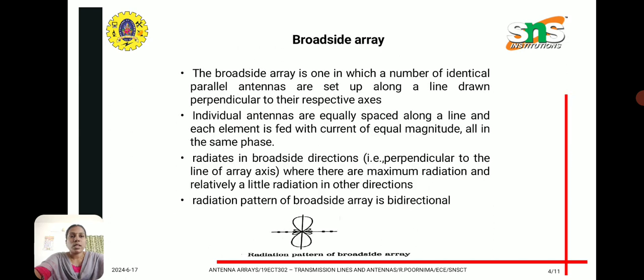First one, broadside array. It is an array in which a number of identical parallel elements are set up along a line drawn perpendicular to their respective axes. The individual elements are equally spaced and they are fed with current of equal magnitude, all in the same phase. So it radiates in broadside directions, that is perpendicular to the line of the array axis, with maximum radiation and relatively little radiation in other directions. In this picture it is the radiation pattern of the broadside array, which is a bidirectional pattern.